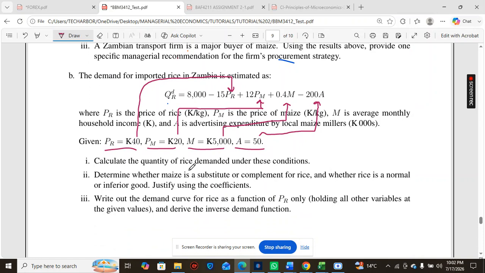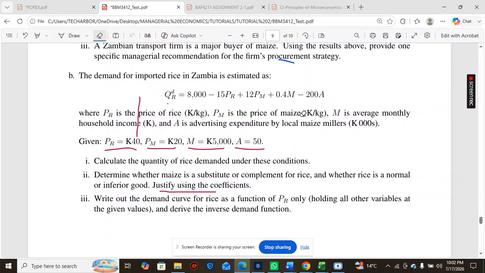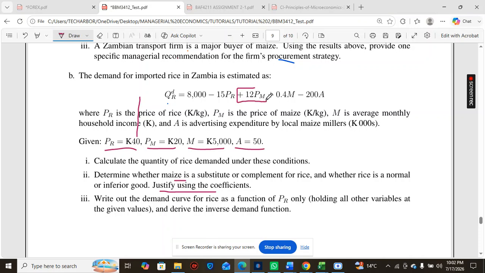Determine whether maize is a substitute or a complement for rice, and whether rice is a normal or inferior good. Justify using coefficients. The coefficient is the number in front of the letter, and you look at the sign of that number. To determine if maize is a substitute or a complementary good, you look at the relationship between the price of maize and the quantity demanded of rice, holding other factors constant. We have a positive 12 coefficient here.